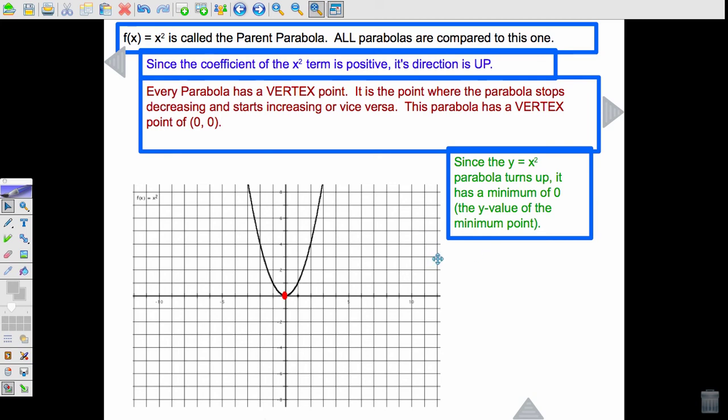Since the y equals x squared parabola turns up, this vertex point shows you that you have a minimum value. Your minimum value is based on your y, almost like a height. How high or how low did it go? So because it's turning up and our vertex is at 0, 0, this value 0 for the y is the minimum point.